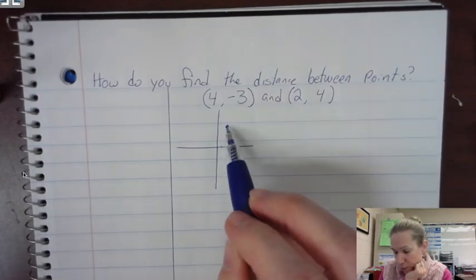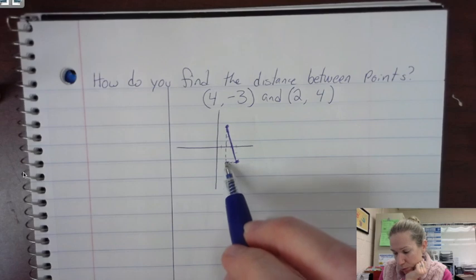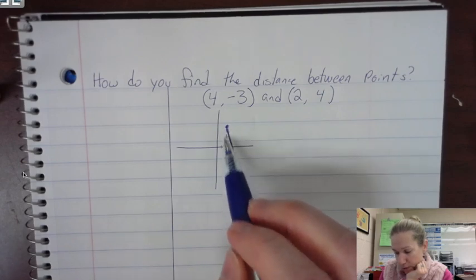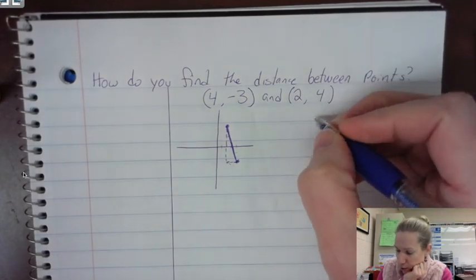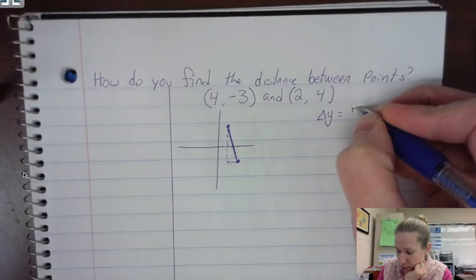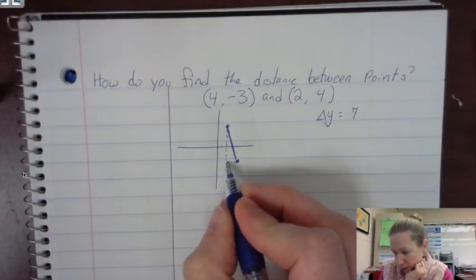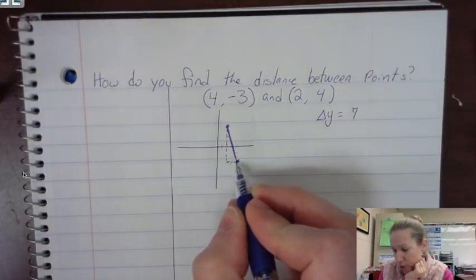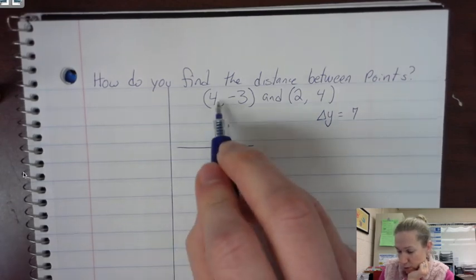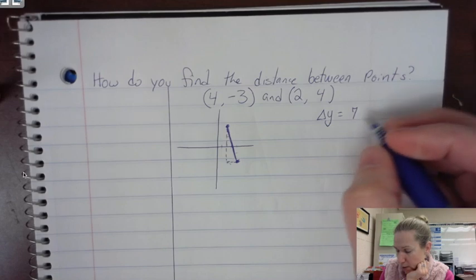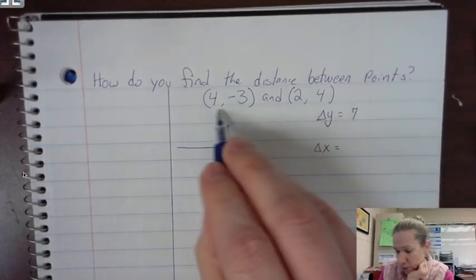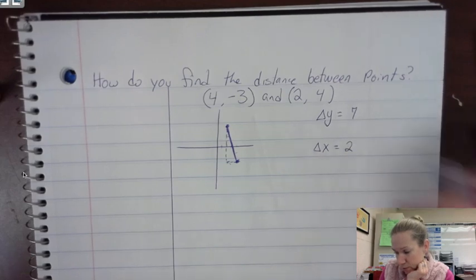From -3 up to 4, well, that's 3 here and 4 there, so that's going to be a difference of 7. So our change in y is 7, and our change in x, from 2 to 4, the change in x is going to be 2.